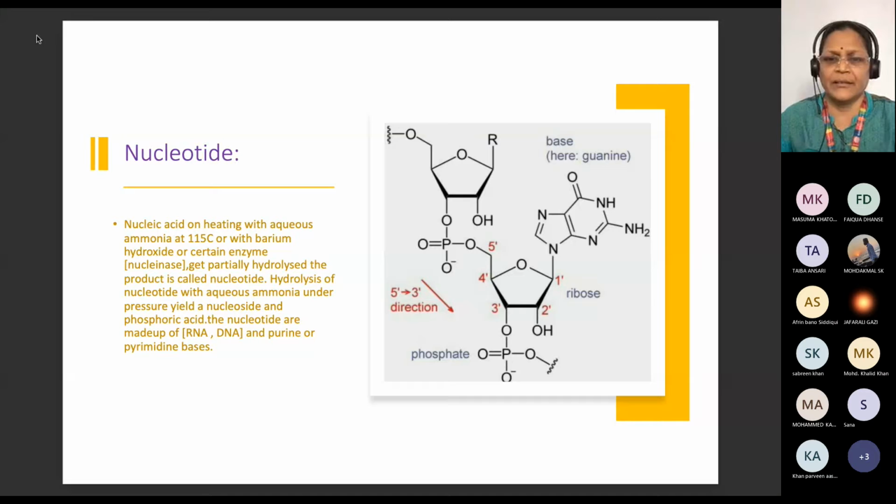It is right. Nucleic acid on hydrolysis gives nucleotide. Nucleotide on hydrolysis gives nucleoside. So this nucleic acid, on heating with aqueous ammonia at 115 degrees centigrade, or with barium hydroxide, or with a certain enzyme, nucleonase (I told you the enzyme ending will be -ase), gets partially hydrolyzed. The product is called nucleotide, and hydrolysis of nucleotide with aqueous ammonia under pressure yields nucleoside and phosphoric acid.